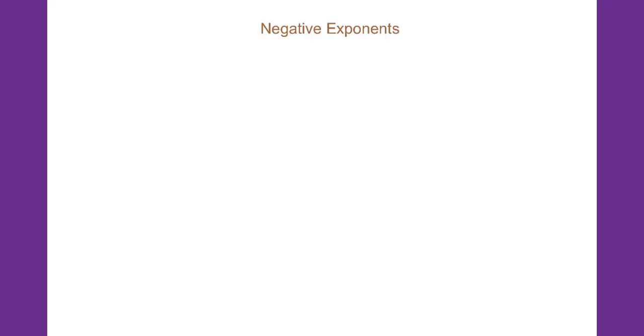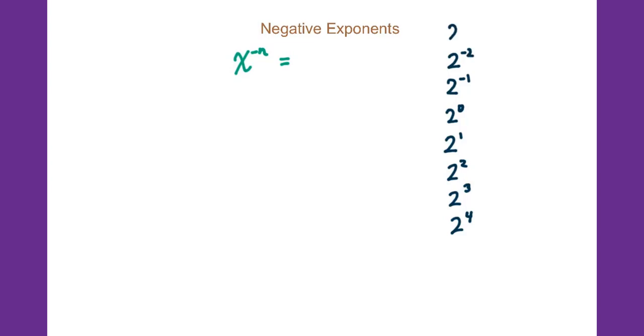Today's video is about negative exponents. We want to figure out x to the negative nth power equals what? Let's get started from 2 to the first power, 2 squared, 2 third power, 2 to the fourth power. Then you will do 2 to the 0 power, 2 to the negative first power, 2 to the negative second power, 2 to the negative third power.